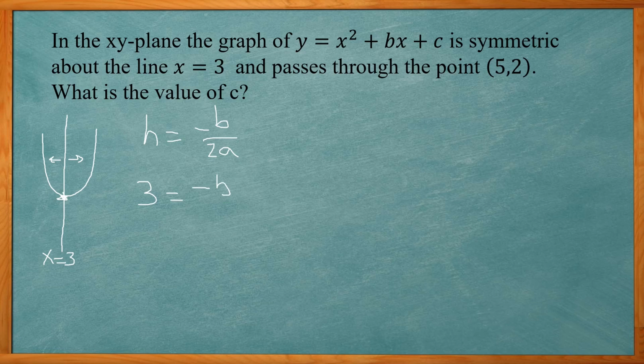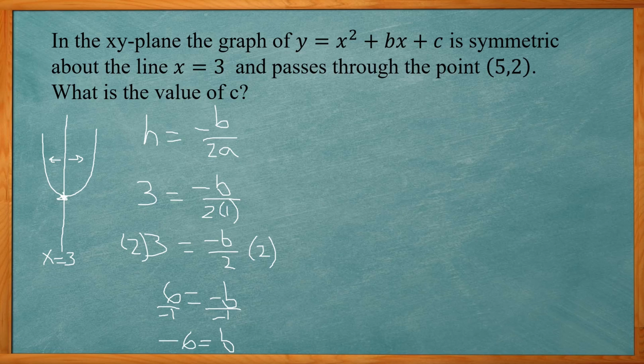Negative b, we don't know. A is the coefficient of the x squared, that's 1. So 2 times 1. So we got 3 equals negative b over 2. Now we need to solve for b. Just going to multiply both sides by 2. This will be 6 equals negative b. And I'm going to divide by negative 1. So b equals negative 6.